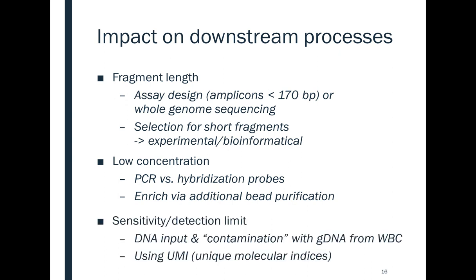But to achieve a certain sensitivity, you need a certain amount of input DNA. 20 nanograms of DNA correspond to around 6,600 haploid genomes. If your clone has 1% allele frequency, you have to detect 66 alleles in your analysis. Also, the contamination with white blood cell DNA reduces the chance to get the mutated alleles. Using unique molecular barcodes, so-called UMIs, could increase the sensitivity by reducing background signals.